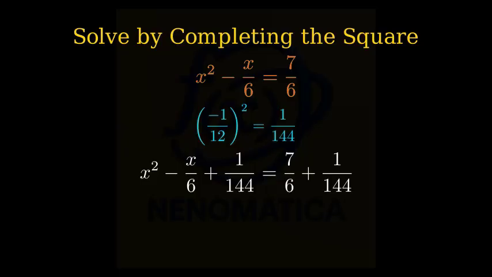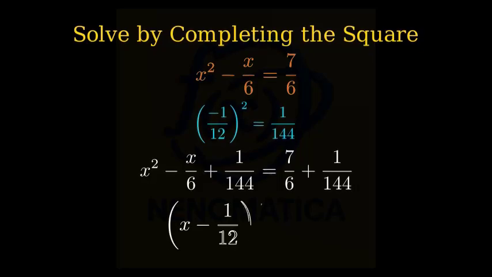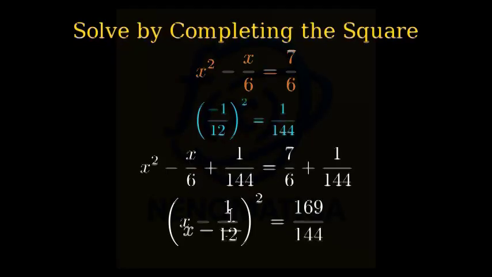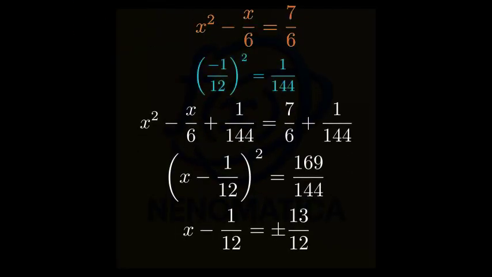Now, the left side becomes a perfect square trinomial. It factors as left parenthesis x minus 1 over 12 right parenthesis squared. On the right, 7 over 6 plus 1 over 144 equals 169 over 144. Take the square root of both sides. So x minus 1 over 12 equals plus or minus 13 over 12.